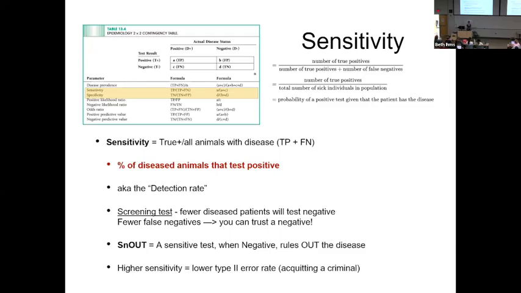SPIN and SNOUT are the acronyms I'm going to give you for this. SNOUT: SN is sensitivity. So a sensitive test, when it's negative, rules out the disease. We use tests that are highly sensitive to rule things out because we can trust negative. Does that still make sense? Okay. If you're into statistics, higher sensitivity will give you a lower type 2 error rate. A type 2 error is like letting a criminal go free. It's a false negative, right? So with a high sensitivity, we can trust that everyone we acquit is innocent. That's a negative test. Okay.